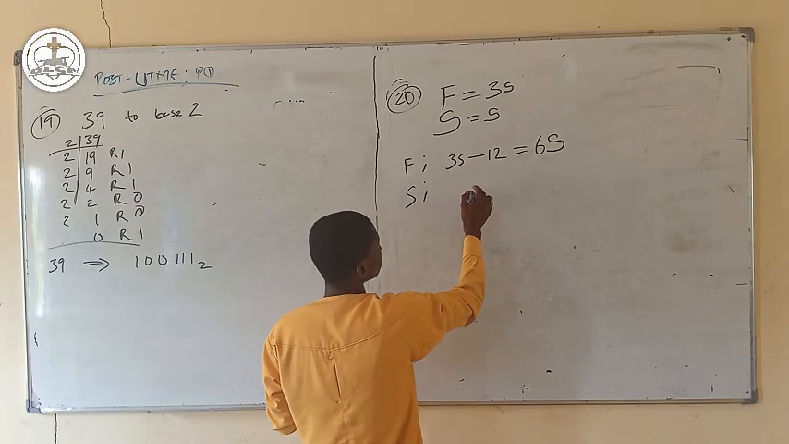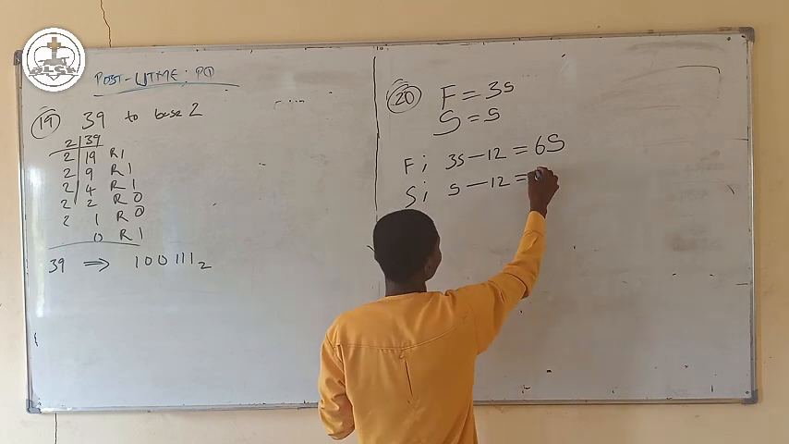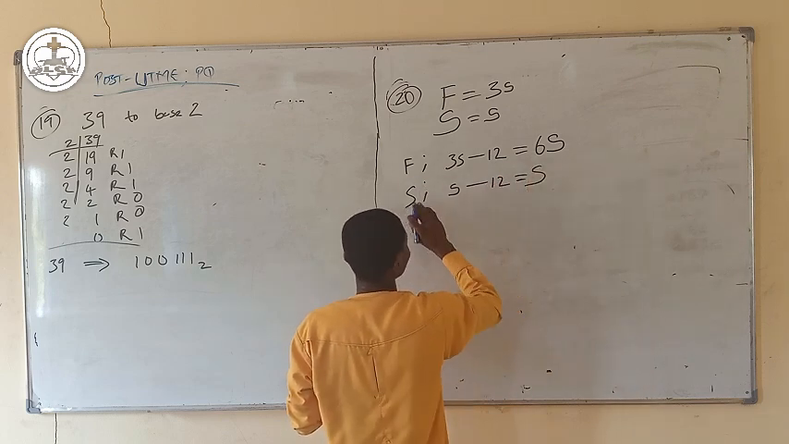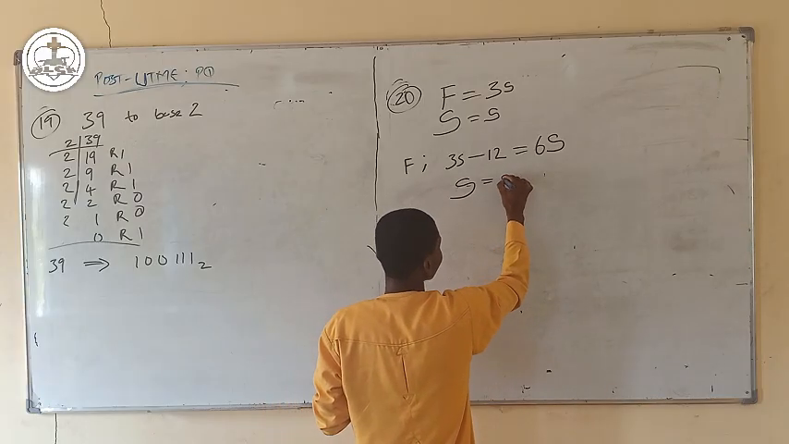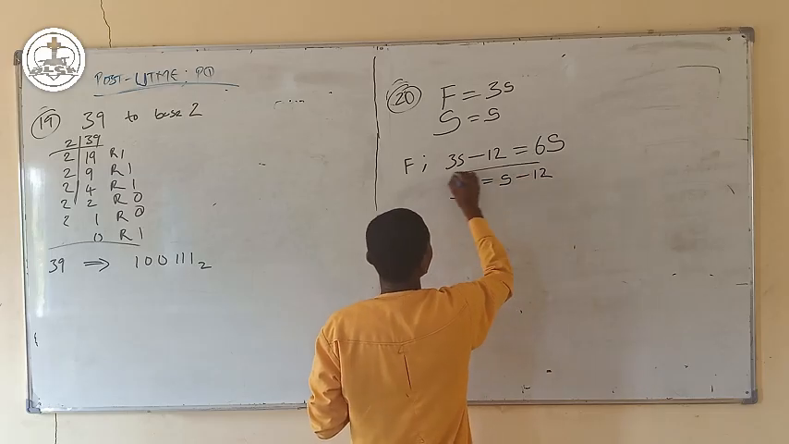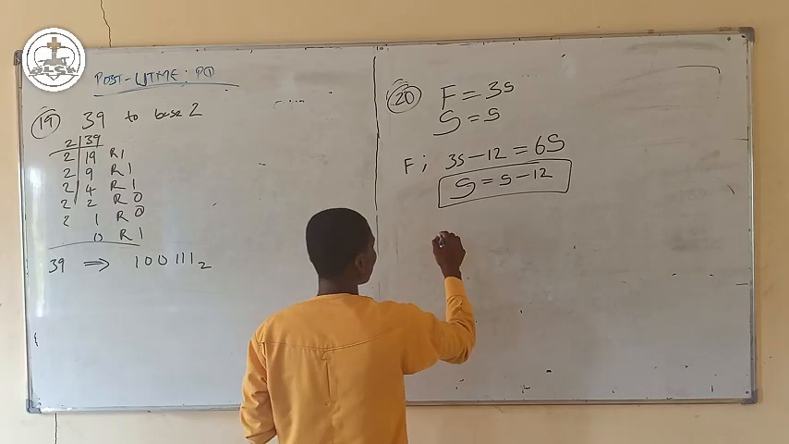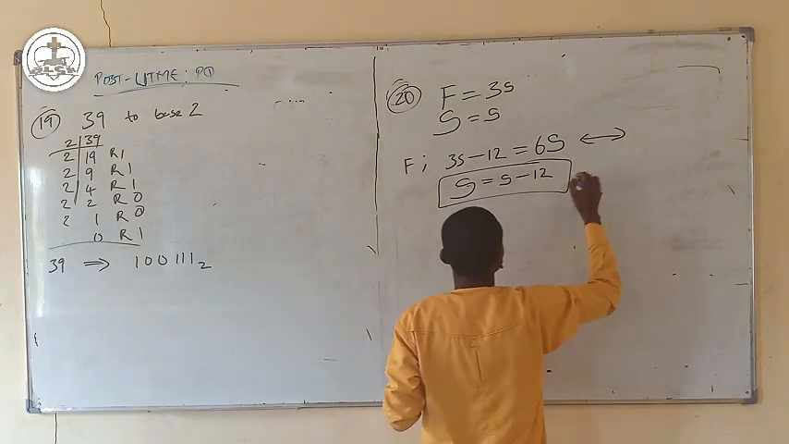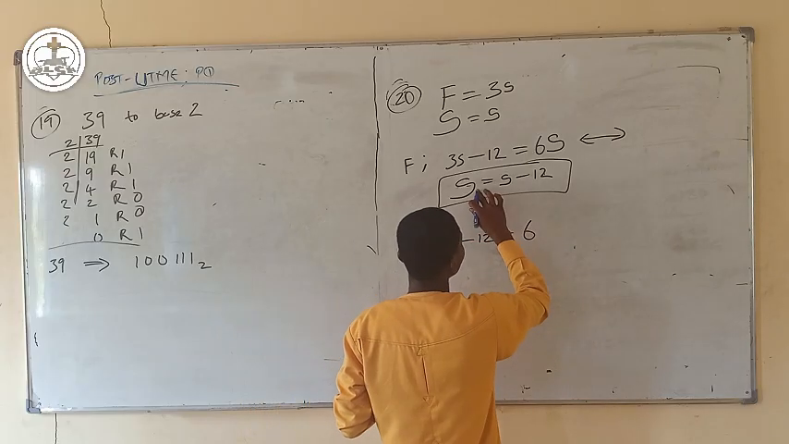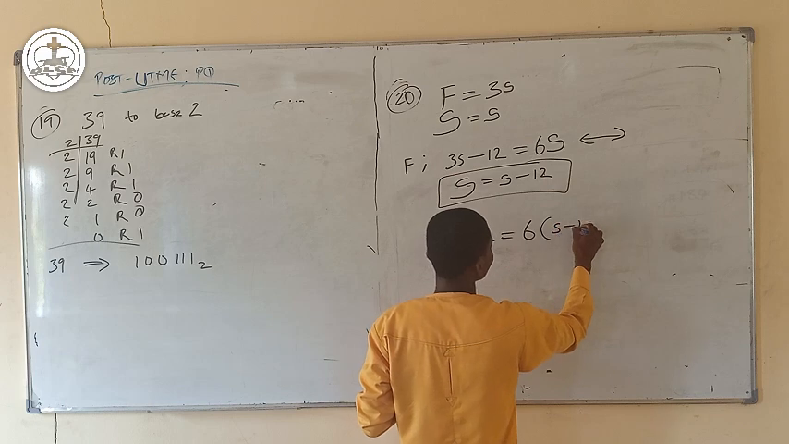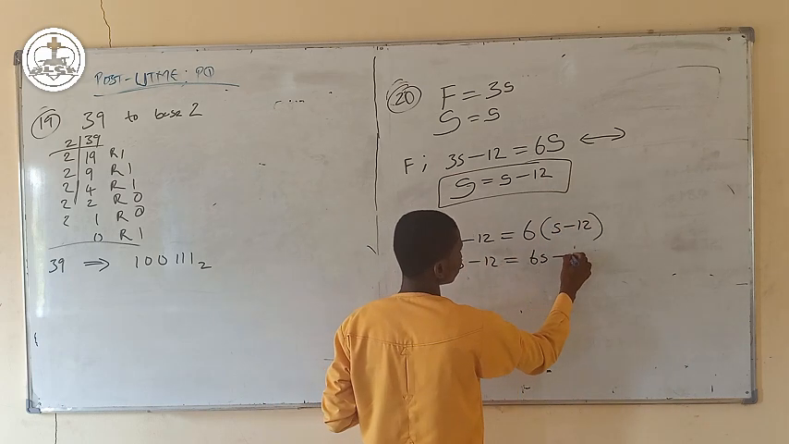If it is 12 years ago for the son, it will be s minus 12. So for us to find the age of the son and the father, we are going to use this to find our solution. 3s minus 12 is equal to 6 times (s minus 12), which is 6s minus 72.